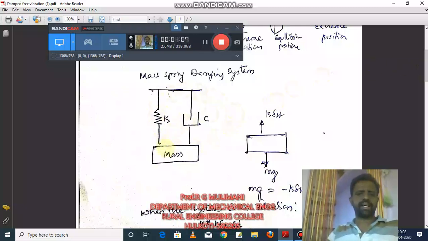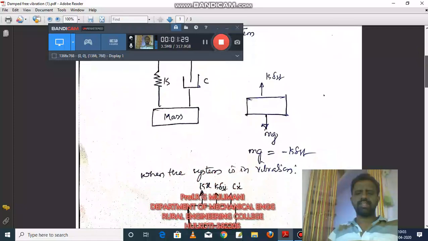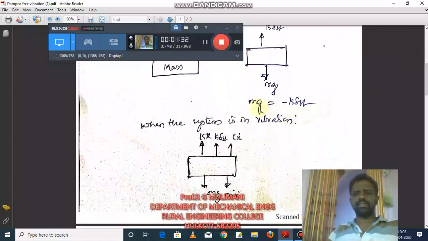Let us study the mass spring damper system. You can see the mass spring damper system. When there is no vibration, the forces acting on it are the gravitational force, and to resist this gravitational force, there is the spring force. At any time t, the gravitational force magnitude is the same as the spring force, but the directions are opposite. So we can say that mg is equal to k delta st.